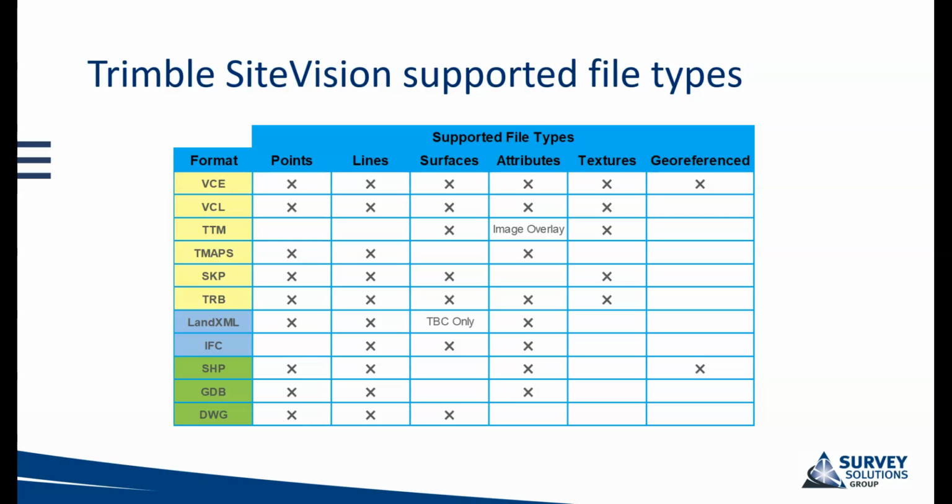Likewise, we can create an image from a PDF in TBC and we could drape this over the TTM as well. Next we have TMap files from Trimble Maps, and we also support SketchUp models. TRB files is another one of the files created during the SiteVision export. This contains the model which has been optimised for high-speed visualisation in SiteVision.